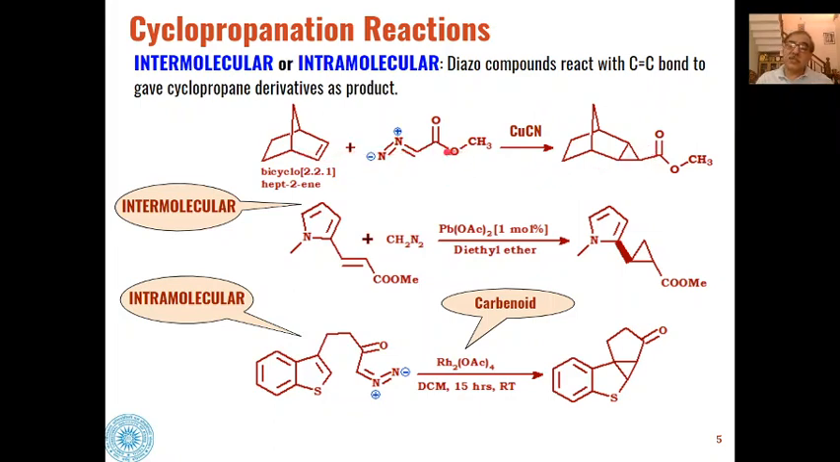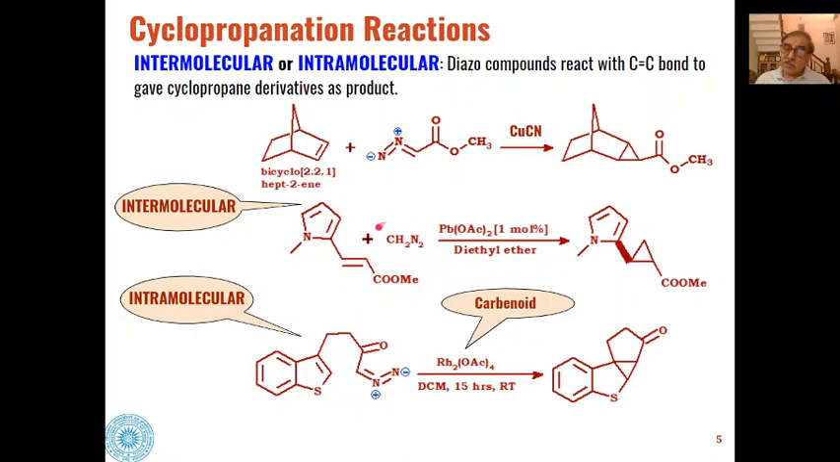And because this reaction is taking place between two molecules, this reaction is an example of an intermolecular cyclopropanation reaction. Similarly, we have this type of trans-substituted alkene. On one carbon we have this heterocyclic moiety, N-methyl pyrrole, and on the other side we have this ester group.